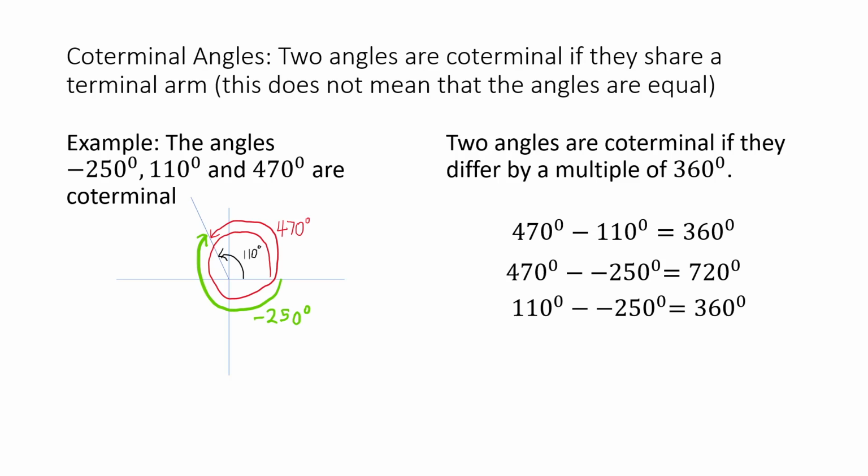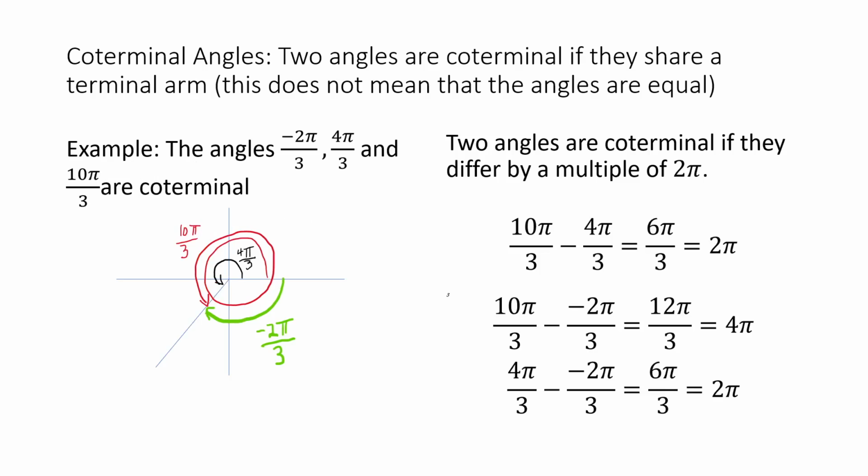Algebraically, we know that two angles are coterminal if they differ by a multiple of 360 degrees. So for instance, the red angle minus the black angle is 360 degrees, and they're on the same terminal arm. The red angle minus the green angle is 720 degrees. That's a multiple of 360, so they share a terminal arm. They're coterminal. And finally, the black angle minus the green angle is 360 degrees. We did it again. We got coterminal angles.